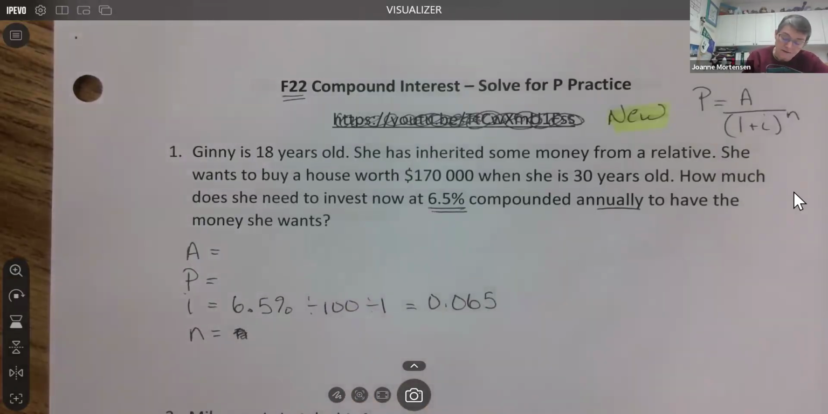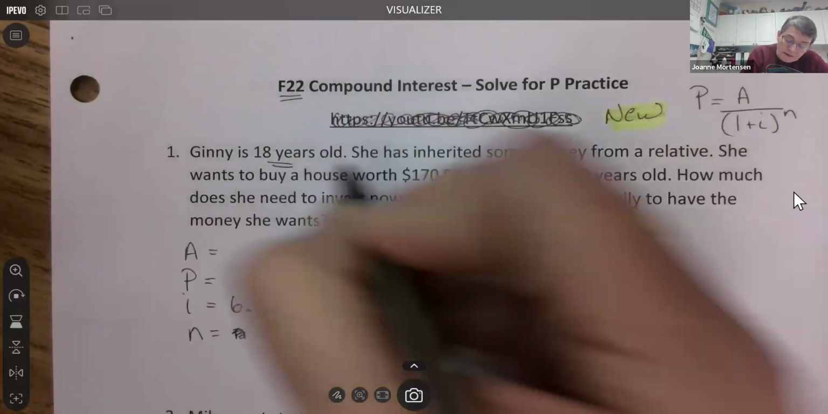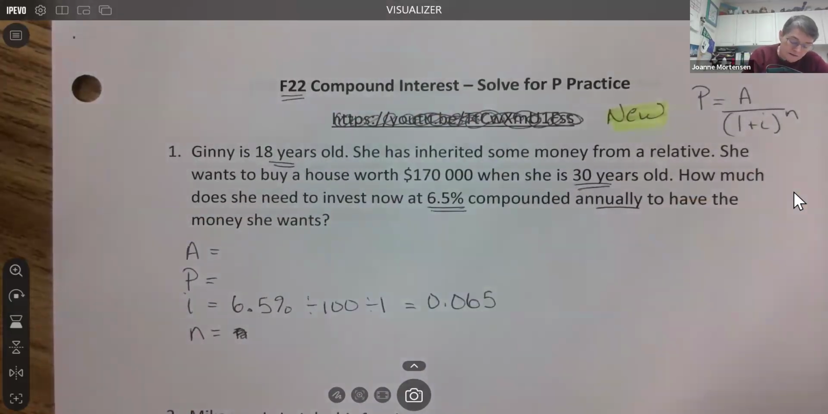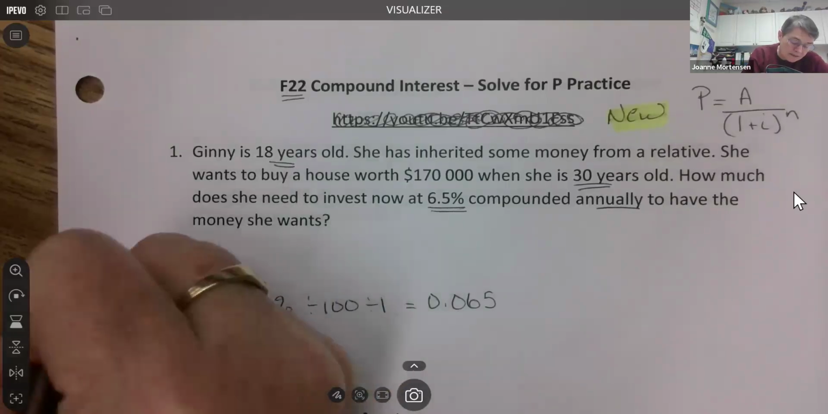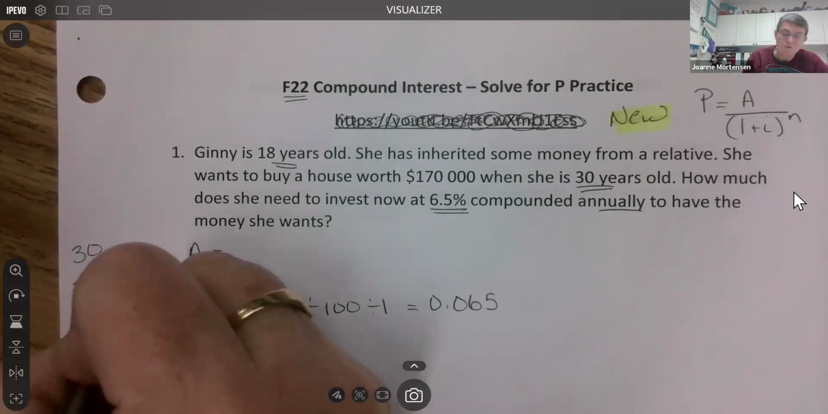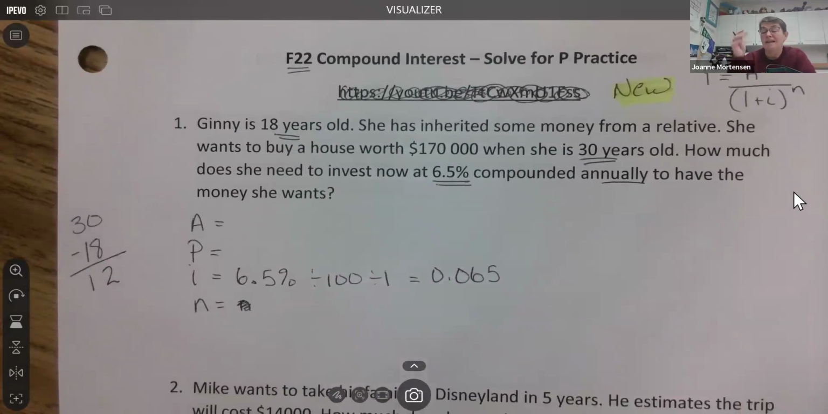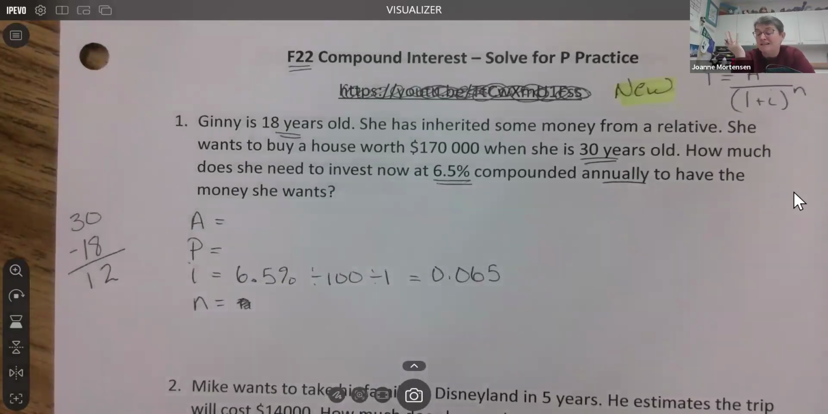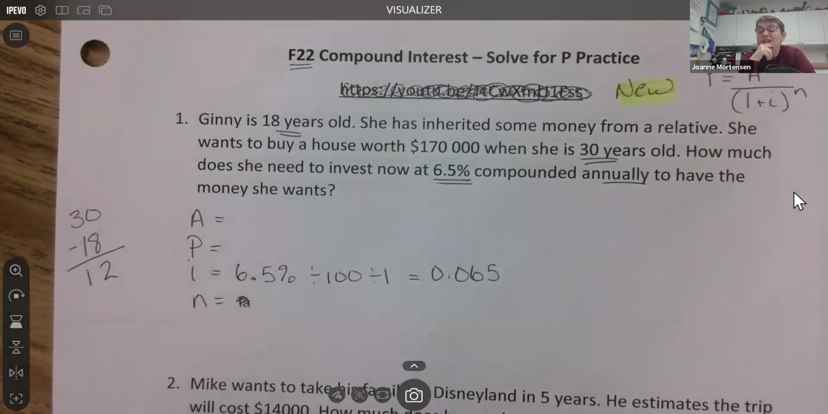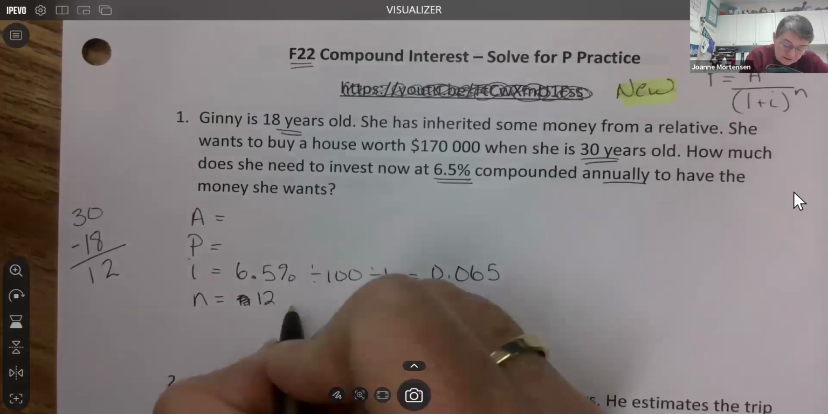Okay, N. Uh-oh, I have to think. She's 18 now, and she's 30. So I'm going to go 30 minus 18. It's going to give me 12 years. Pretty much any question that you've got two different ages in or two different sets of years, ages in this case, just subtract them. And so that's going to be 12 years.